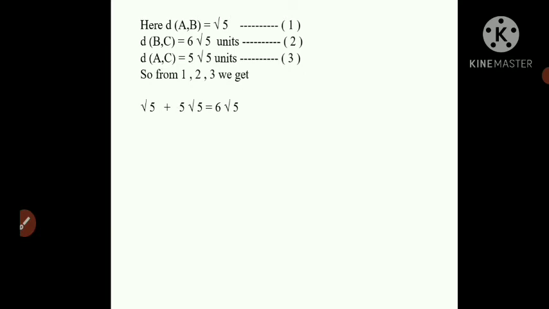See. Now when I add, you can see statement number 1 and statement number 3. 1 is root 5 plus 3 is 5 root 5. So 1 plus 5 becomes 6, 6 root 5, which is equal to statement number 2. So that is the distance of BC. When I add AB plus AC, I get exactly BC.